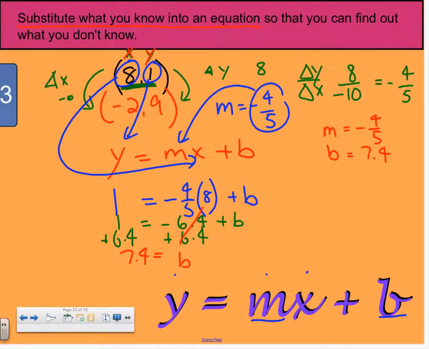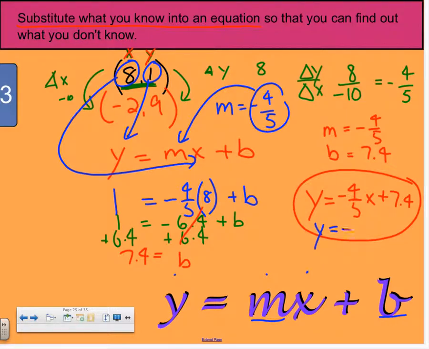Now I can rewrite my equation, including the slope and the y-intercept, and leaving just the y and the x. So I have y equals -4/5x plus 7.4. And that is my equation written in slope-intercept form. Now, some people might argue, well, we don't want to have a fraction and a decimal in the same equation. You feel free to rewrite any of those. If you want, you could rewrite it as y equals -0.8x plus 7.4 if that would make you feel better.